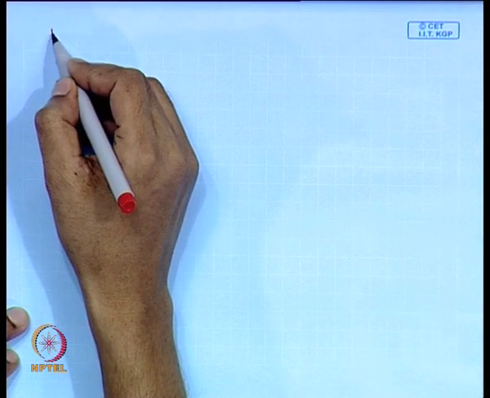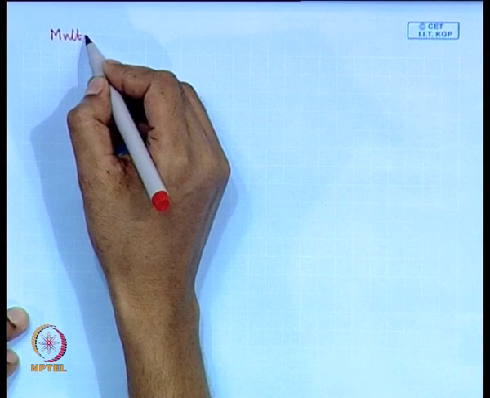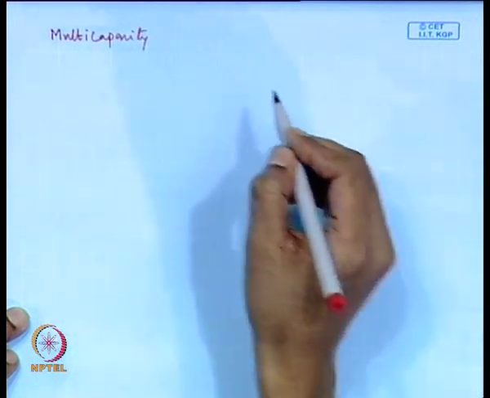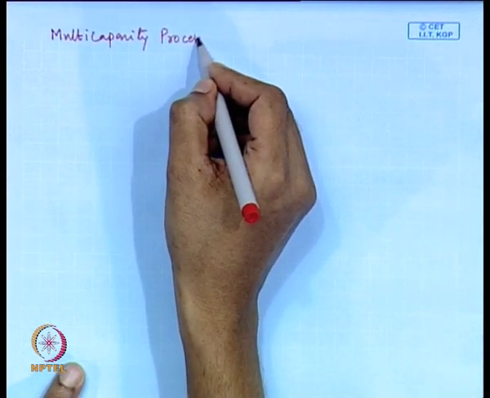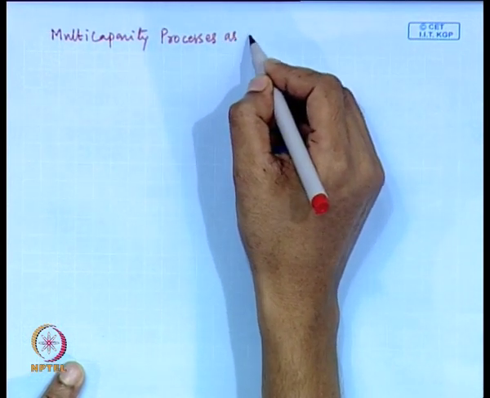Fine. Next we will discuss the multi capacity processes as second order systems.